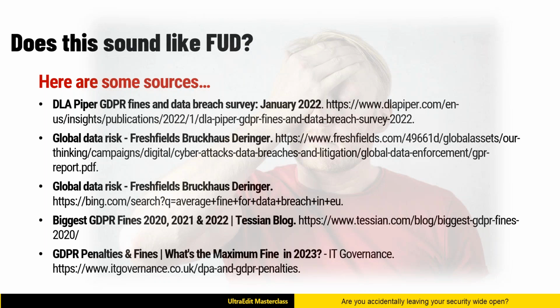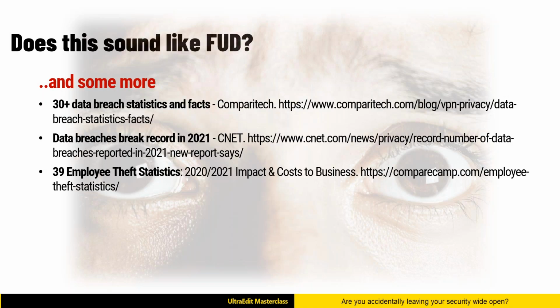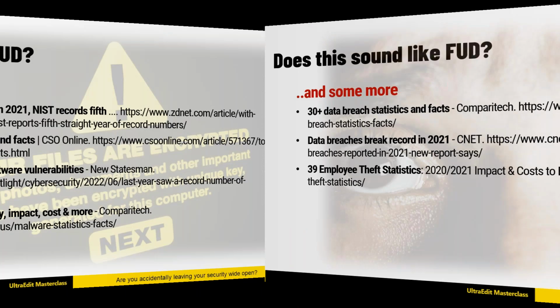And just to make absolutely certain to hammer that message home, to really be a Debbie Downer on this thing, there are some more figures from Comparitech, from CNET, and also Compare Camp, which is a comparison website that produces aggregated statistics about things like theft. So it could be all sorts of things: employee theft, it could be a data breach, it could be a virus, it could be a Trojan. Great. And even more information.